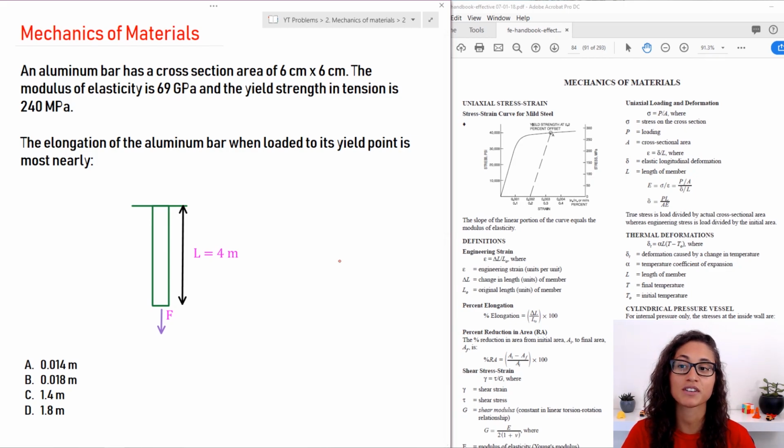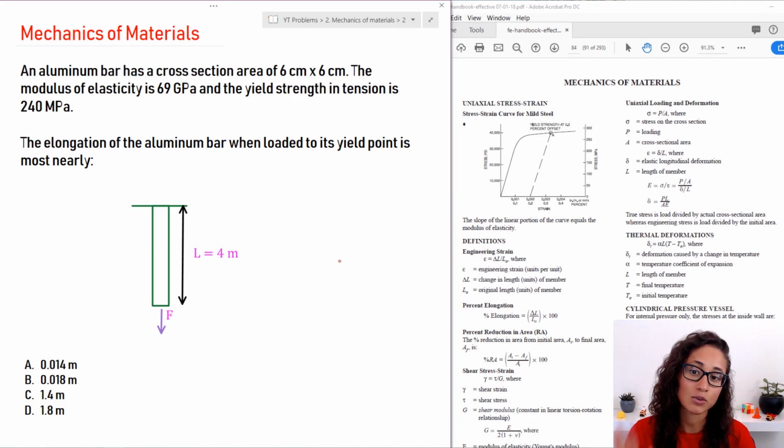Okay guys, so we are given an aluminium bar that has a cross-section area of 6 centimeters by 6. The modulus of elasticity is 69 gigapascal. The yield strength in tension is 240 megapascal. We want to calculate the elongation of the aluminium bar when loaded to its yield point.